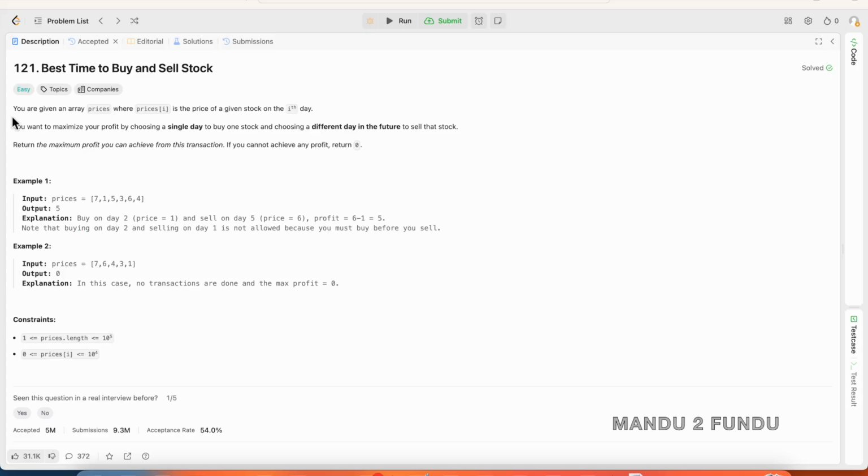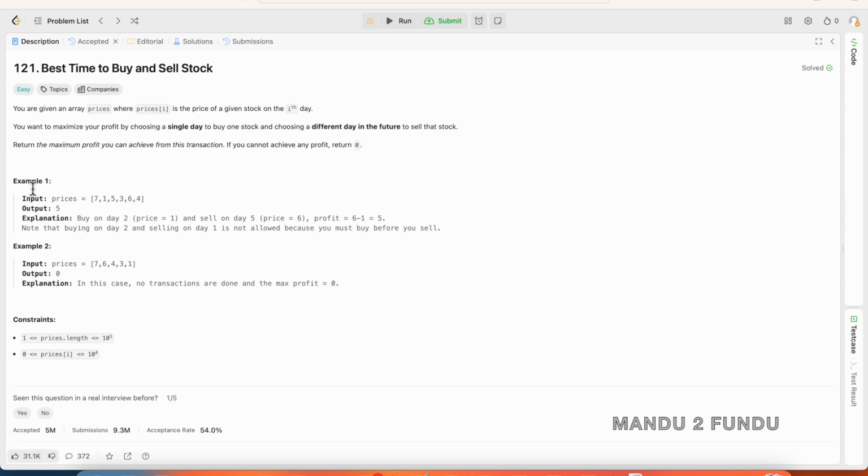We are given an array of prices of the stock where prices[i] is the ith day's price, and we have to maximize our profit by choosing a single day to buy the stock and then hold on to it to sell it on a future date. We have to return the maximum profit that we can achieve from this transaction, and if we cannot achieve any profit, we have to return 0.